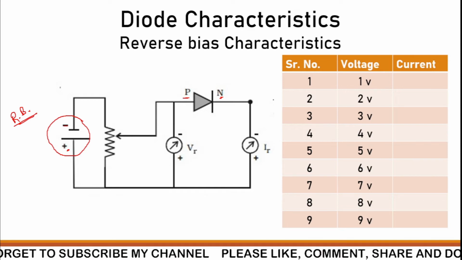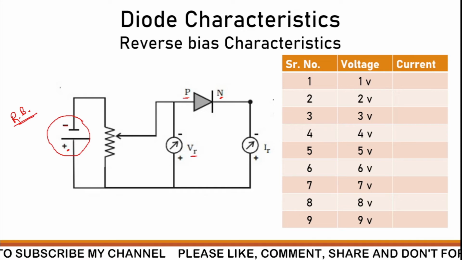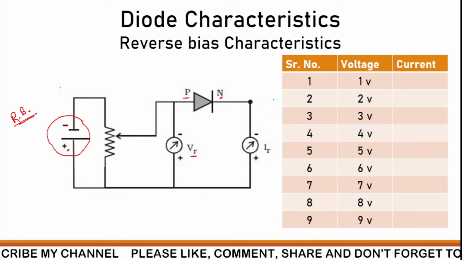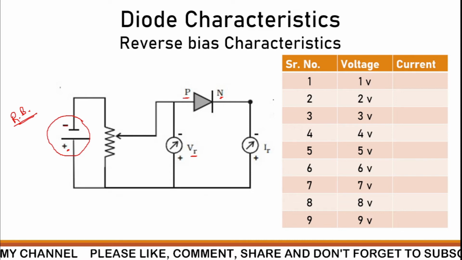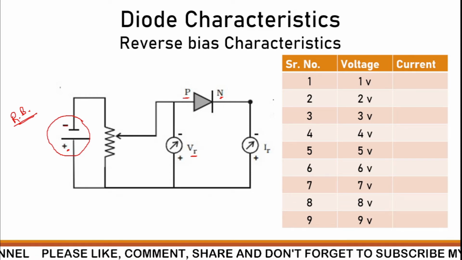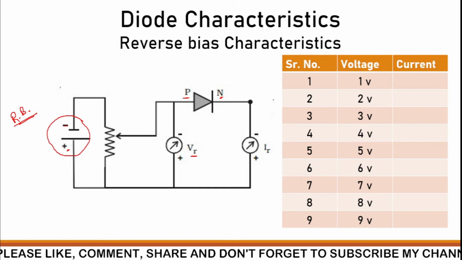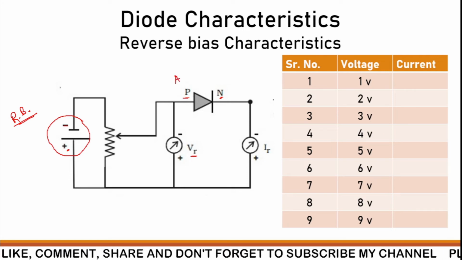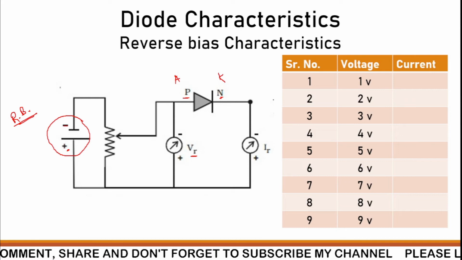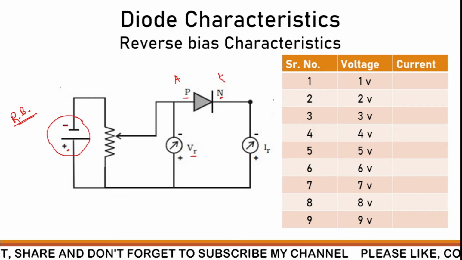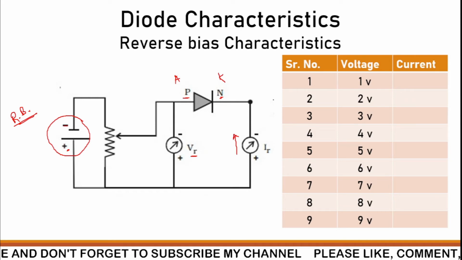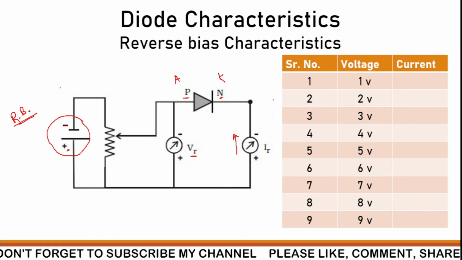For that purpose we are going to connect a voltmeter, so that it measures the voltage across the plus and the diode's P terminal, or we can say the anode terminal. And then we have a current measurement. That current is measured in series with this PN junction diode.